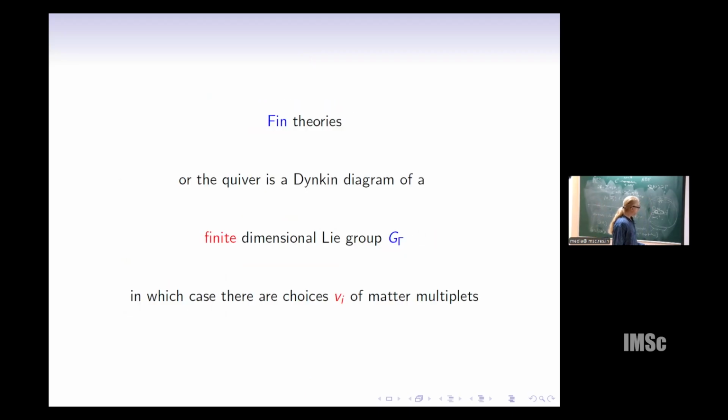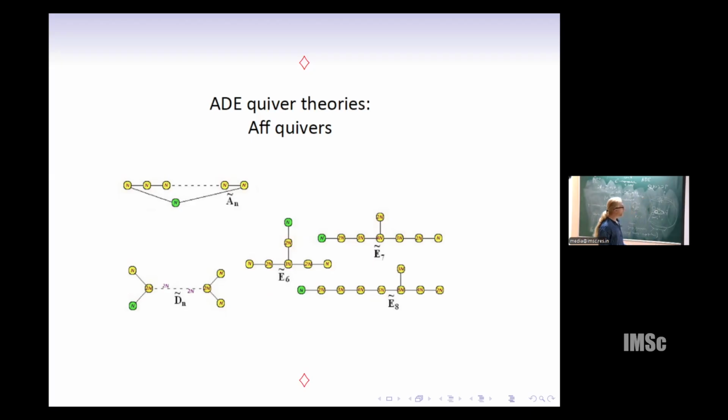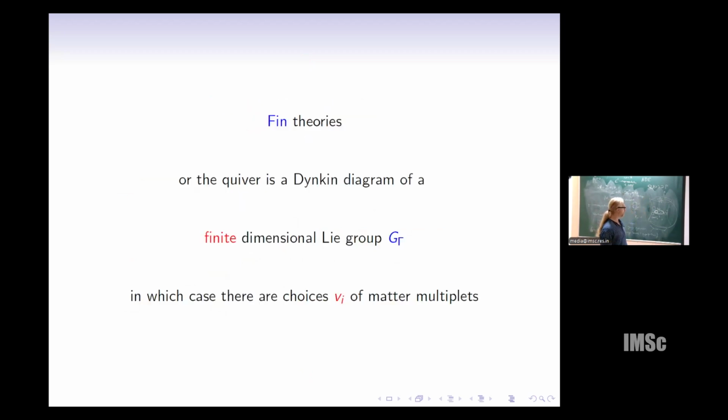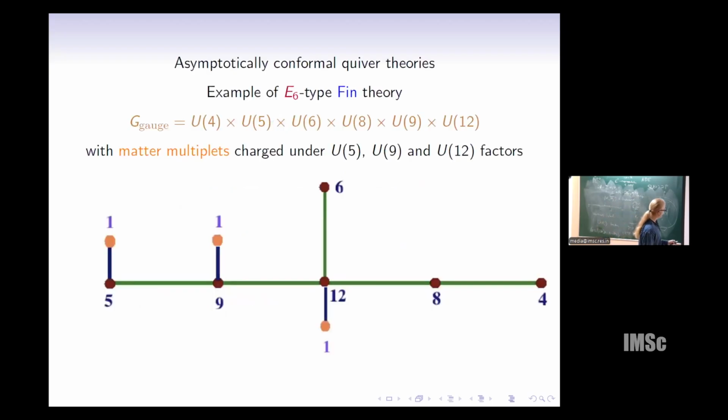Anyway, now if you have such a theory, you can deform it by giving masses to some fields. Out of these theories, you can produce many more theories which might be asymptotically free. And so you can end up with theories with additional charged matter, which is in the fundamental representation. Here is an example of an E6 type theory with the gauge group, which is a product of these groups. To compensate for missing vertices, you have some fundamental hypermultiplets. So 1 is the number of these hypermultiplets.